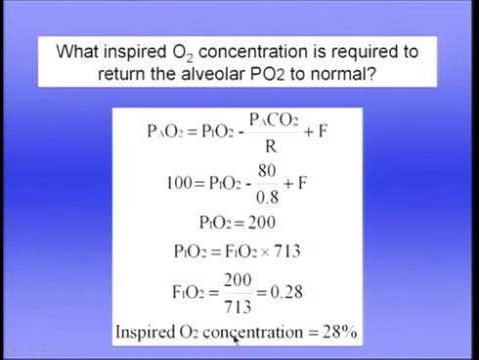So the answer to the question is, if we give an inspired oxygen concentration of 28% instead of 21%, we can return the alveolar PO2 to the normal value of 100 in spite of the ventilation being reduced to half of its normal value. Now that's a very interesting finding, isn't it? Because it's very easy to increase the inspired oxygen concentration to 28%. I mean, normally it's 21. All we're doing is raising the oxygen concentration by 7%. It's dead easy to do using cannulas in the nose or a mask or something like that. Very easy to do that.